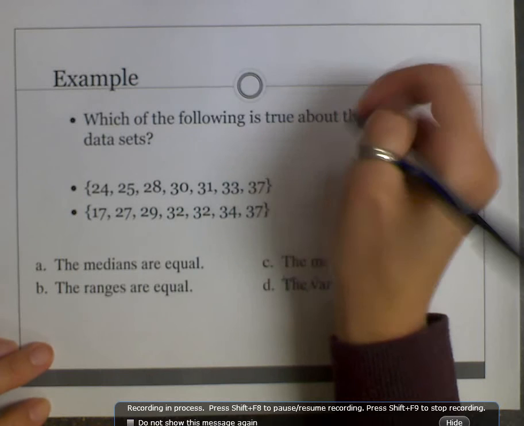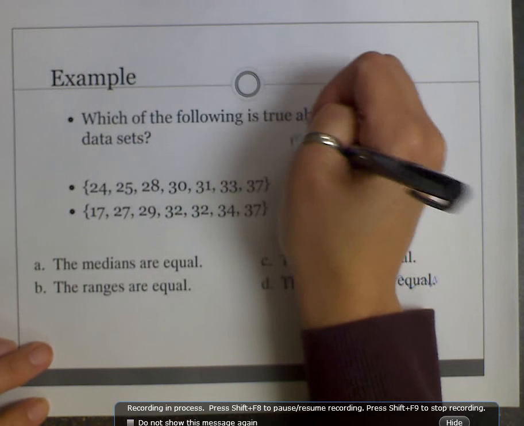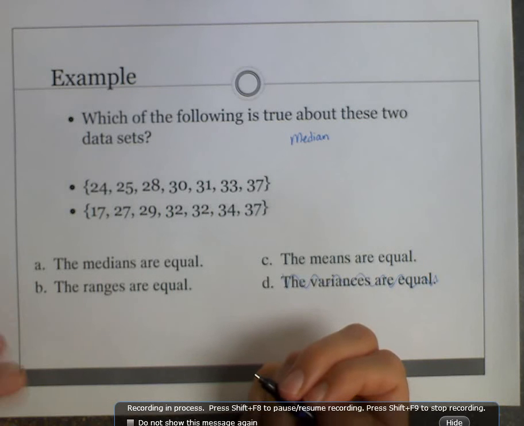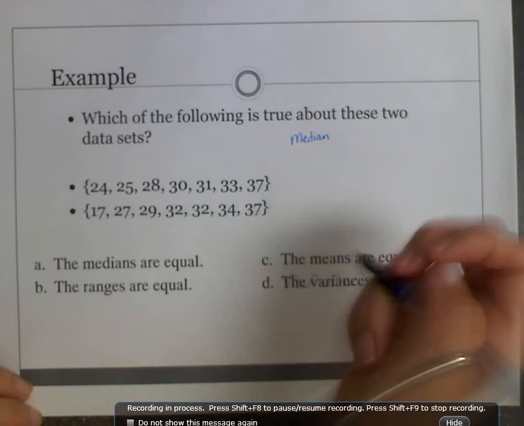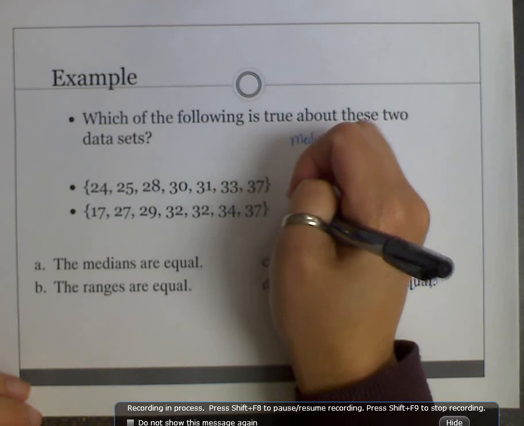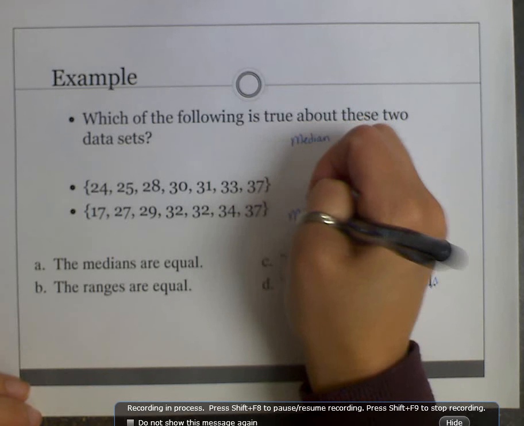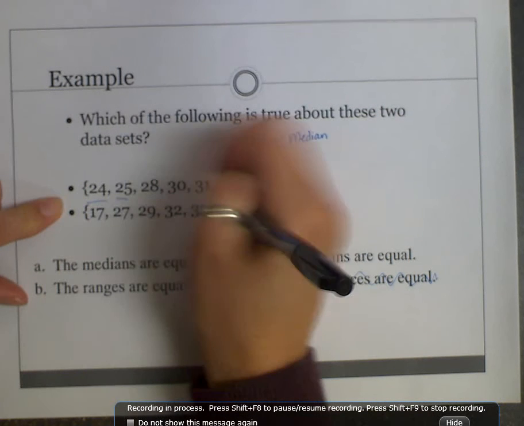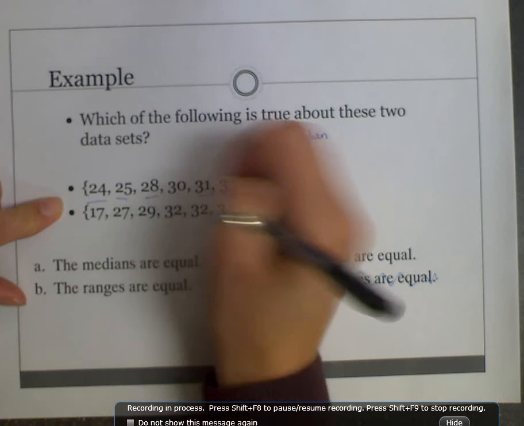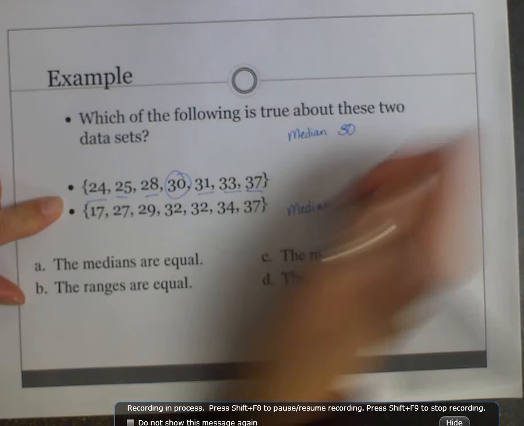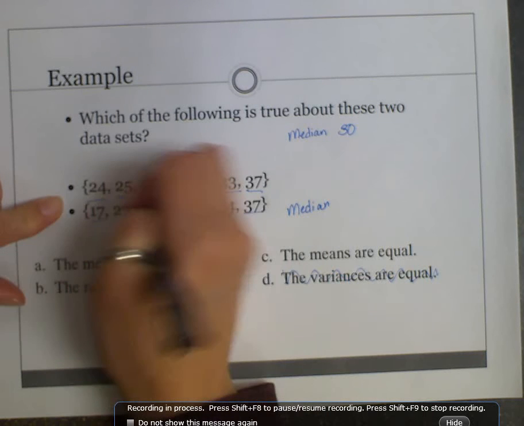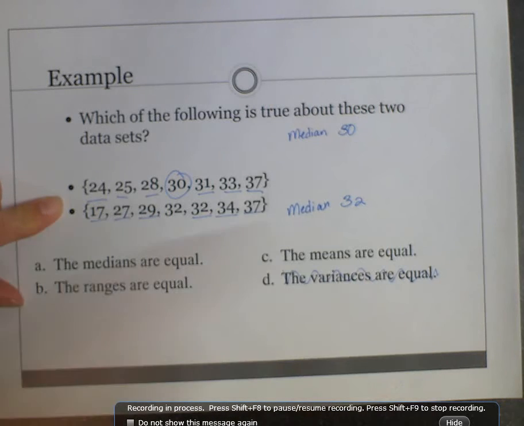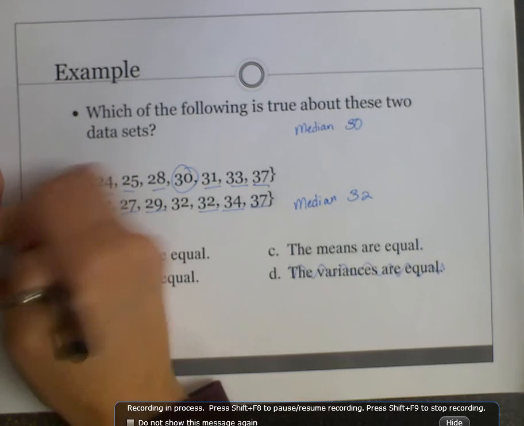Here we go. So let's find our median. This slide is actually very nice to you because they already arranged it. So we have two sets. We have the median up there and we have the median down here. My first one has a median of 30. My second one has a median of 32. Saying that the medians are equal is not it.